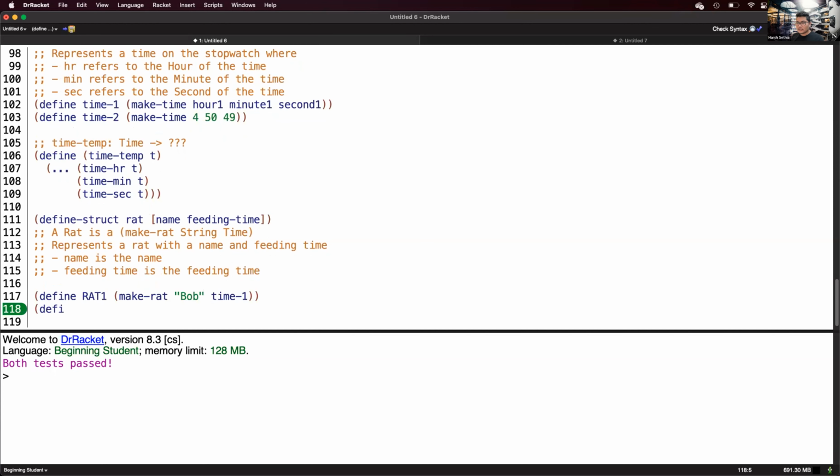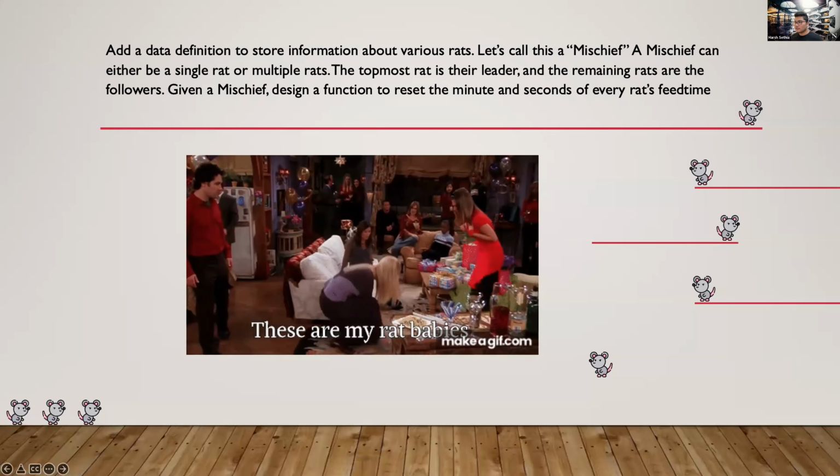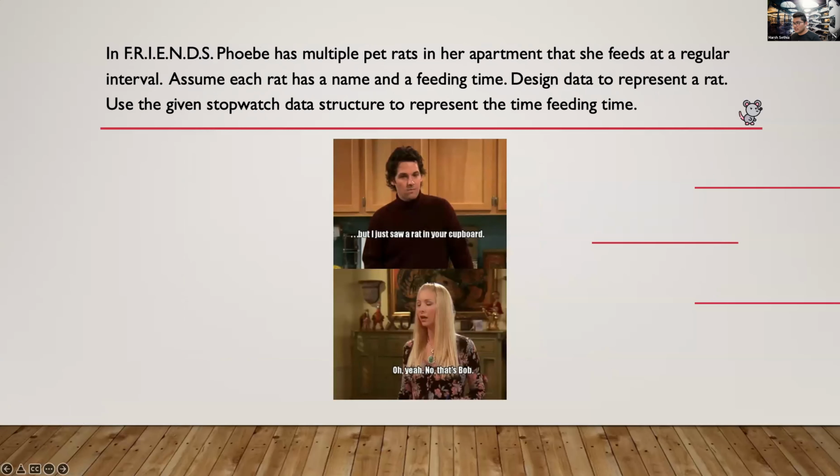The other way I can define it is define rat2. I would have a make-rat. Let's go with Stuart. And instead of having a predefined time, I'm going to go with something like a make-time 2, 4, 5. So both ways are fine. This one is the preferred one just because you have examples defined up top, and you can just reuse them rather than creating new ones over here. All right, so that's how we would represent a rat.